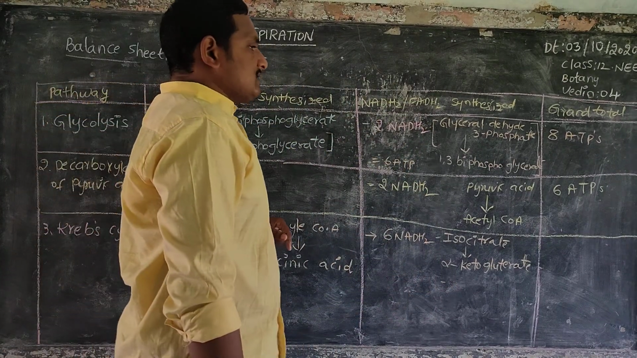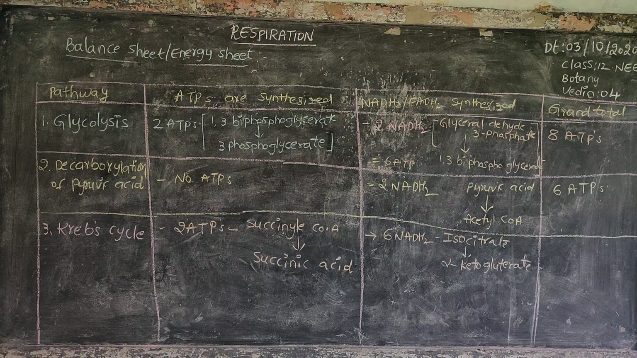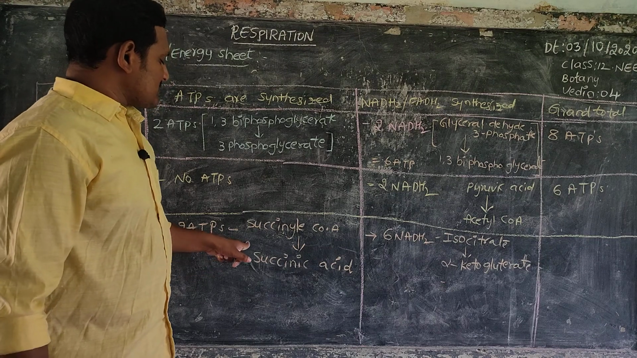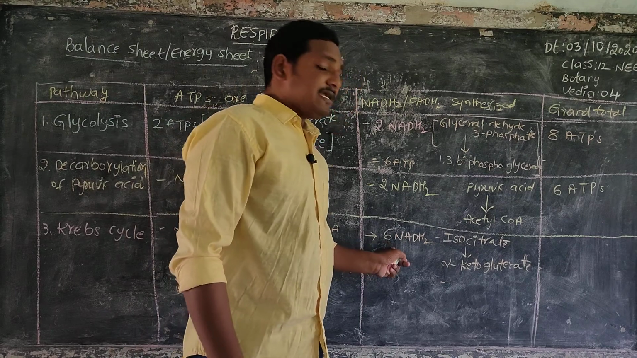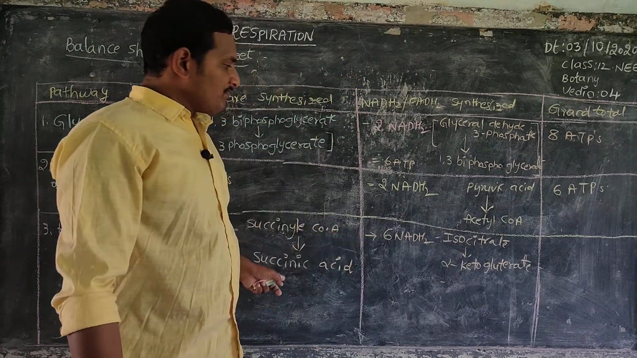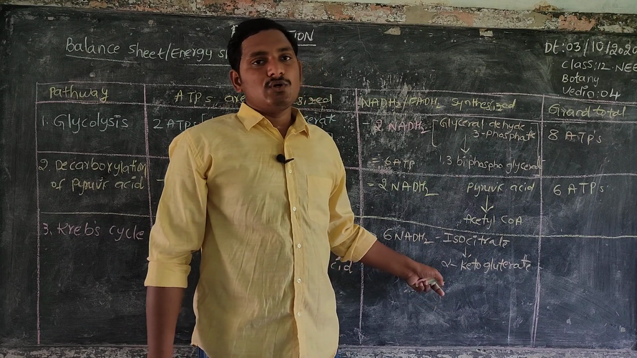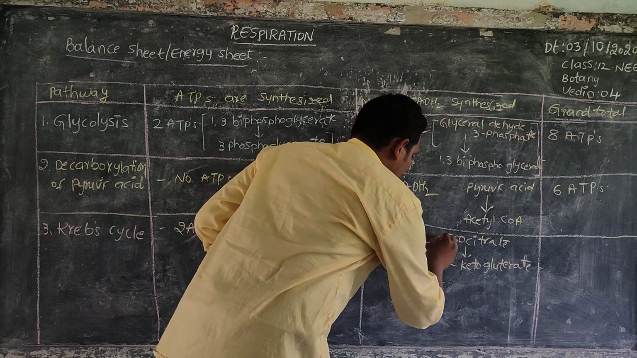Next, succinic acid changes into fumarate. Succinyl coenzyme A changes into succinic acid. We are getting 2 ATPs, and 6 NADH2s we are getting from this Krebs cycle. One is isocitrate changing into alpha ketoglutarate.